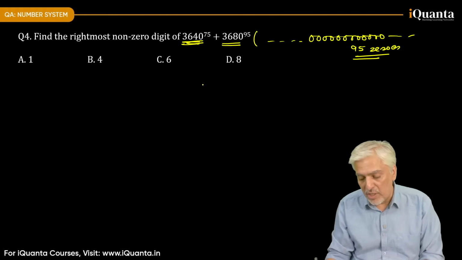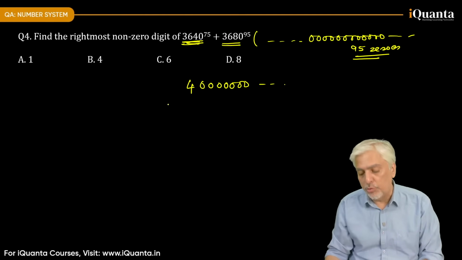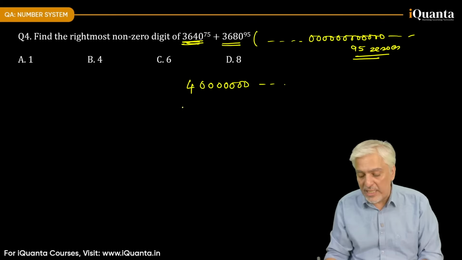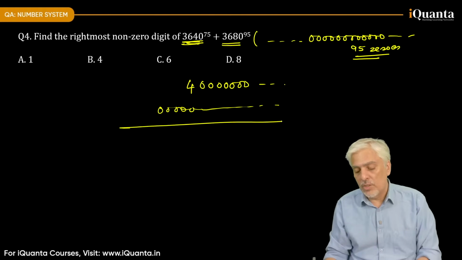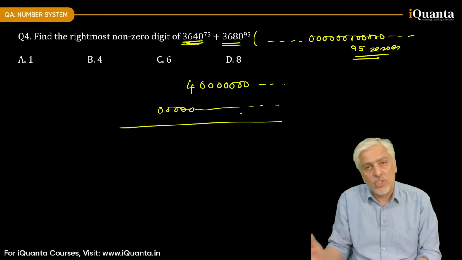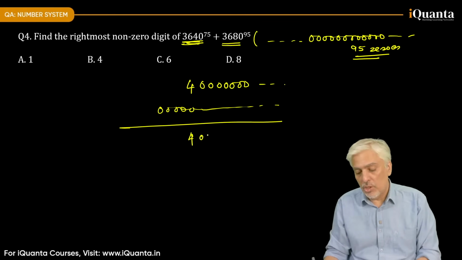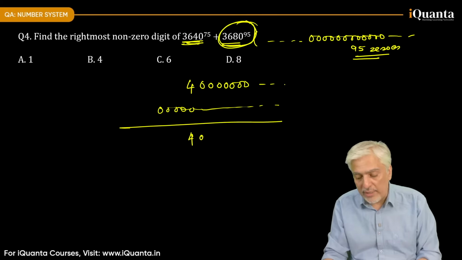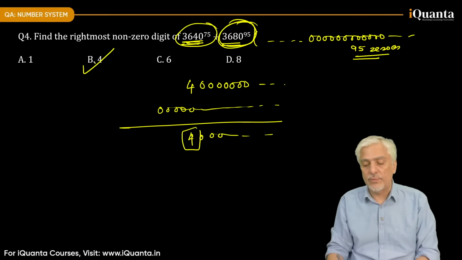So the first number will have 75 zeros and it will end in 4. So 4 with 75 zeros, while this one has 95 zeros. So the last non-zero digit, or the first non-zero digit from the right hand side, will be 4. So this has no use. We don't have to solve this at all. We have to solve only this one. So the answer will be 4 something something something, and this is the answer we want. The answer will be the second option.